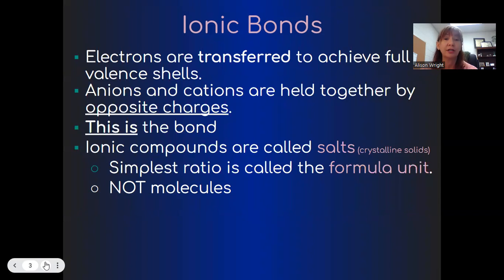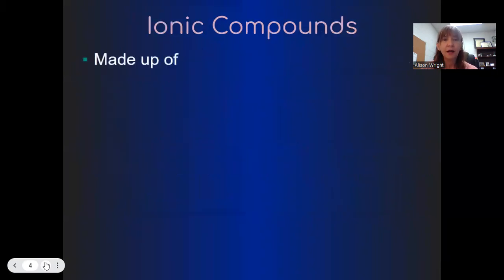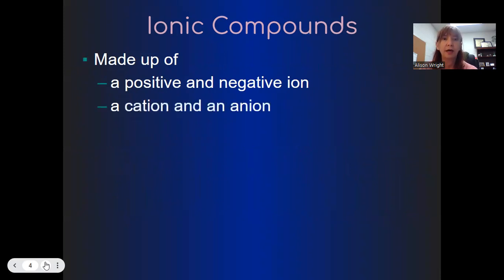So we just look at the ratio: how many of the cation are there for every however many anions. Salts are not molecules, and that's something that maybe you have not heard before. We've dumbed it down for you up to now, but now that you have made it to chemistry class in high school, we can clarify that salts are not actually molecules. We'll continue to talk more about that. Ionic compounds are made up of a positive and a negative ion. Keep that in mind. Maybe more than one of each of these. A cation and an anion are always involved.